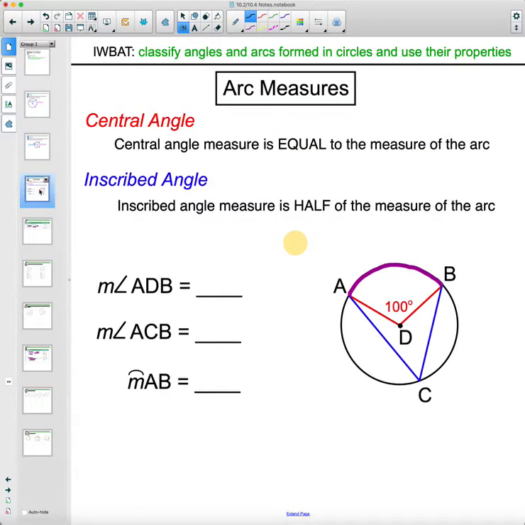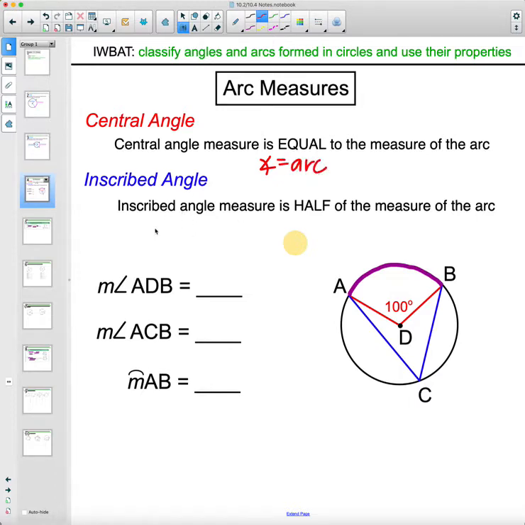So when we're doing angles, what's important here is that the central angle's measure is the same as the intercepted arc. So you'll see in this picture, we've got this red central angle, and then the intercepted arc is the same measure as that. Versus the inscribed angle, which is half the measure of the arc. So for a central angle, you have angle equals arc.